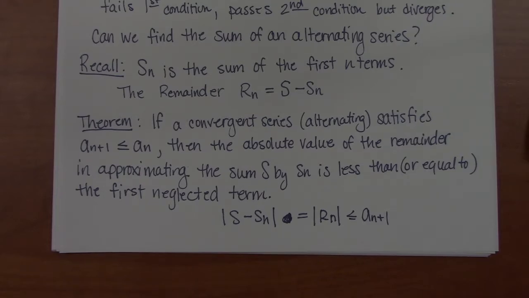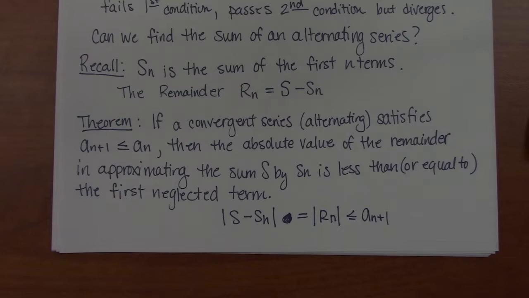So, does everybody understand that the remainder is just the sum minus the first n partial sums? Is that clear with everybody, right? You just take the total sum, subtract off the first n terms, and the remainder is just everything left over going on to infinity. So, if you take the absolute value of both sides of that equation, you end up with this stuff right here, right?